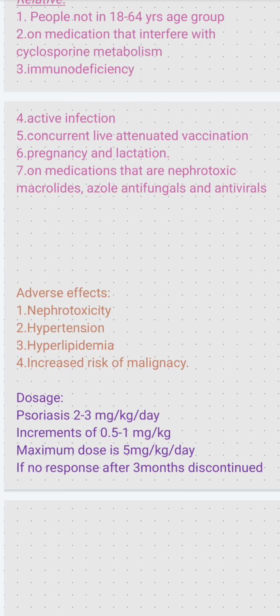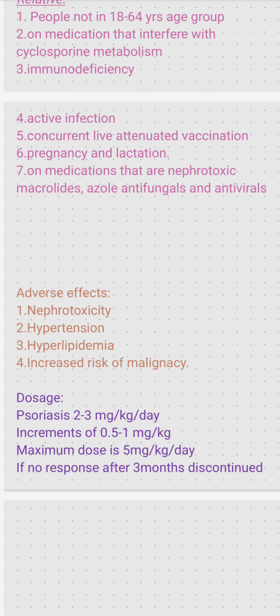There is an increased risk of malignancy such as non-melanoma skin cancers, mostly squamous cell carcinoma. There can be increased risk of lymphomas, which usually requires monitoring in predisposed patients. Coming to dosage, the maximum dosage that is acceptable is 5 mg per kg per day, but the starting dose depends on the type of disease.